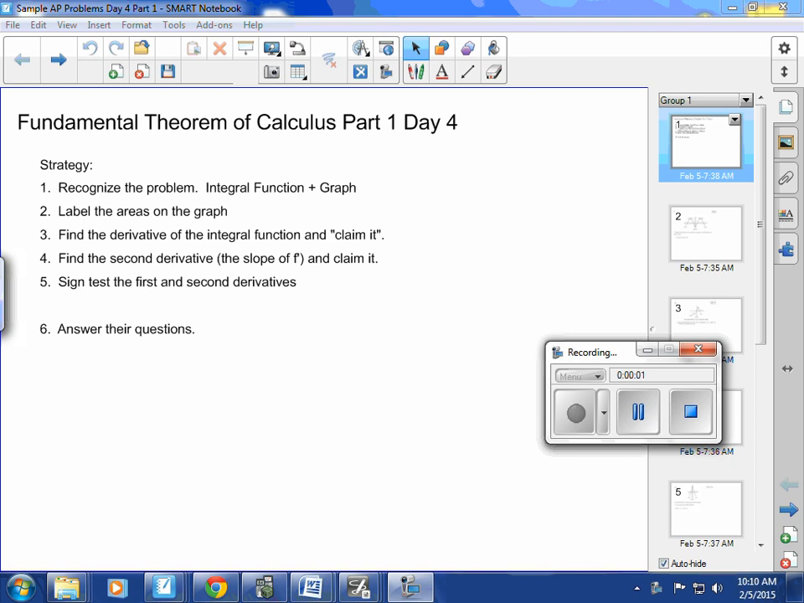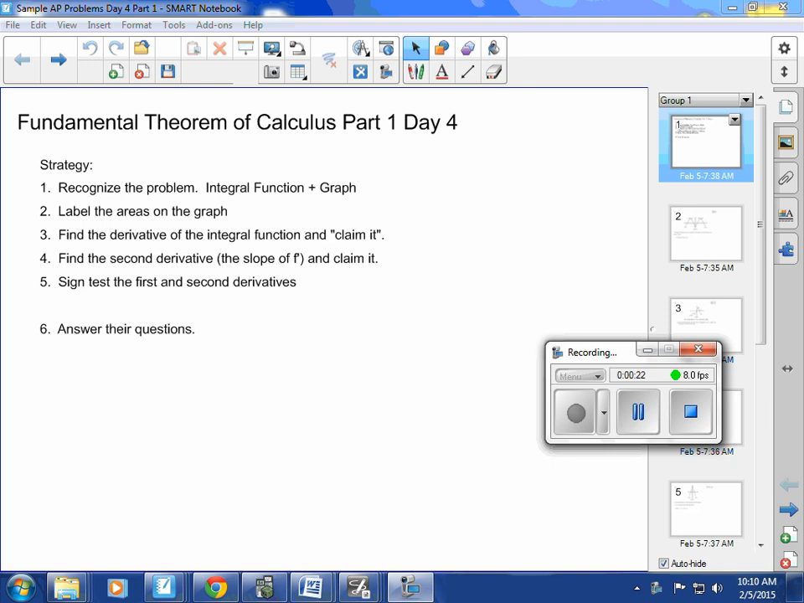The first thing you have to do is recognize the problem. And how will you recognize it? Within the body of the problem, you'll find some mention of an integral function, and there will be a picture of a graph. Those two things together mean you're going to be dealing with the fundamental theorem of calculus.